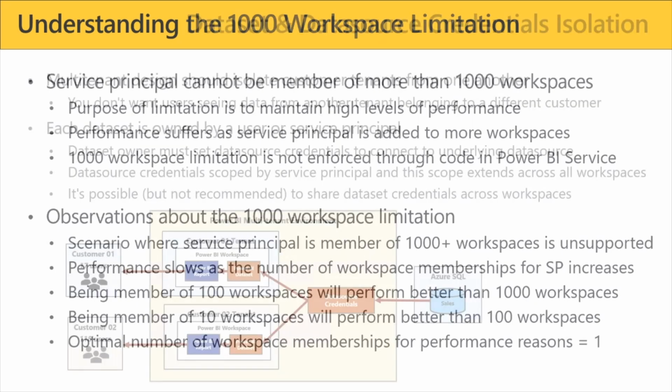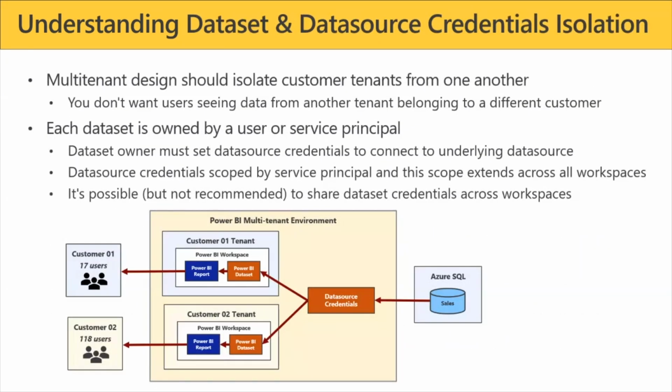Now, next thing we have to talk about is data source credentials. So let's talk about data sets. Data sets hold data, and we need to isolate the data in a customer tenant from other customer tenants. I mean, the last thing you want is to create an application where a user in tenant A sees data from tenant B belonging to a different customer. So what are the rules? Each data set is owned by one specific user or service principal. If you look at the configured by setting, you can see that.